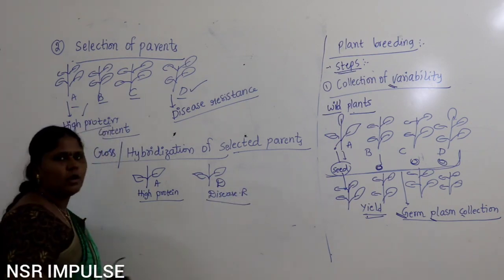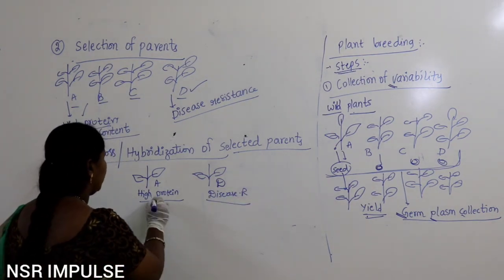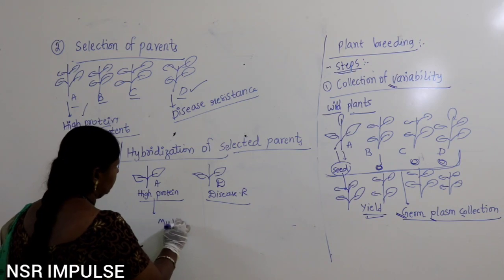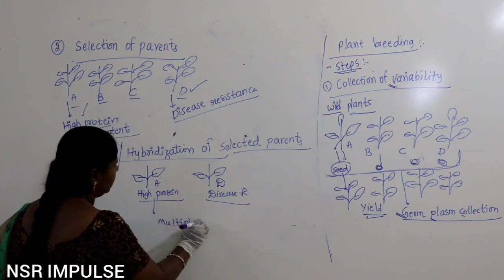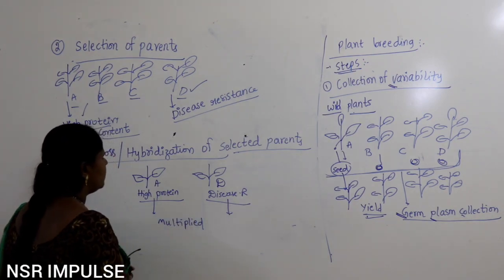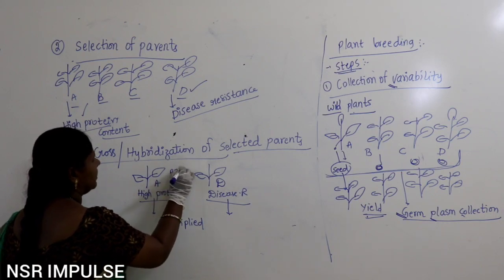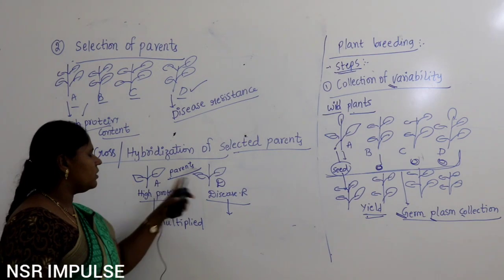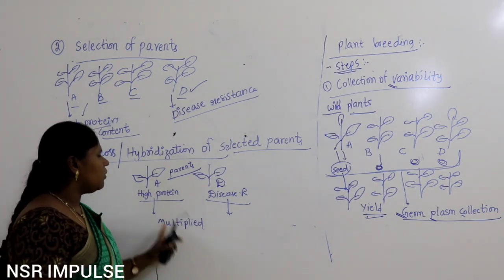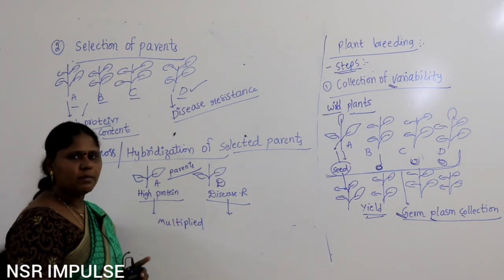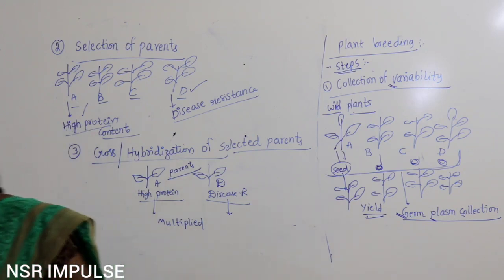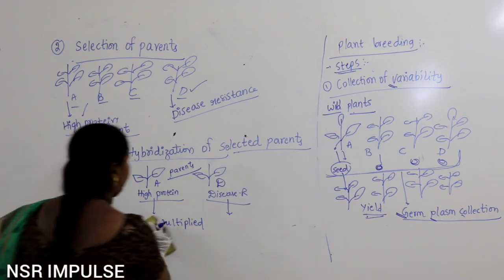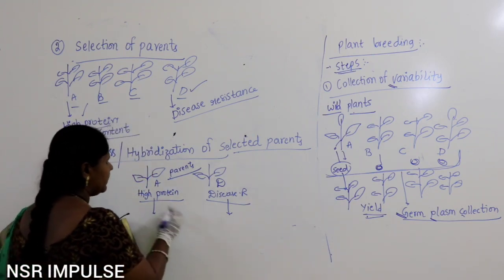Now what do I have to do here? It should be multiplied. So these are the parents, they have been taken as parents. When you make these two parents, we need to multiply. But before doing the multiplication, let me tell you one thing very clearly. Let us go for hybridization.